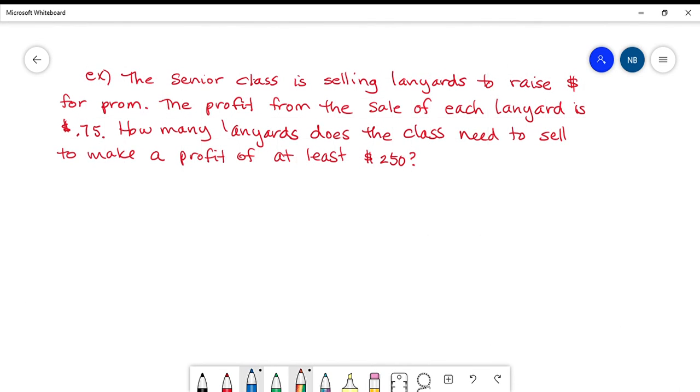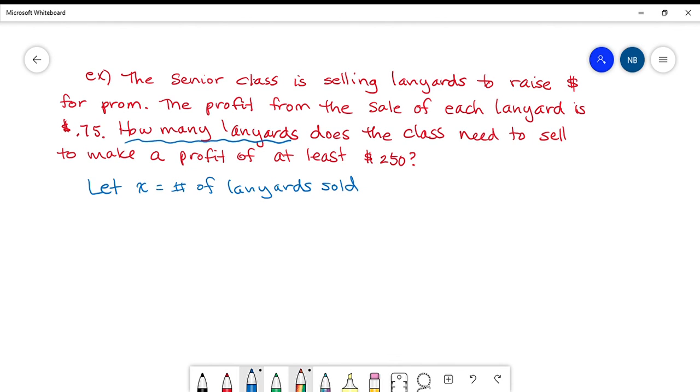All right, next problem. The senior class is selling lanyards to raise money for prom. The profit from the sale of each lanyard is 75 cents. How many lanyards does the class need to sell to make a profit of at least $250? Let's see, how many lanyards? This tells us what to let x equal. Let x equal the number of lanyards sold.